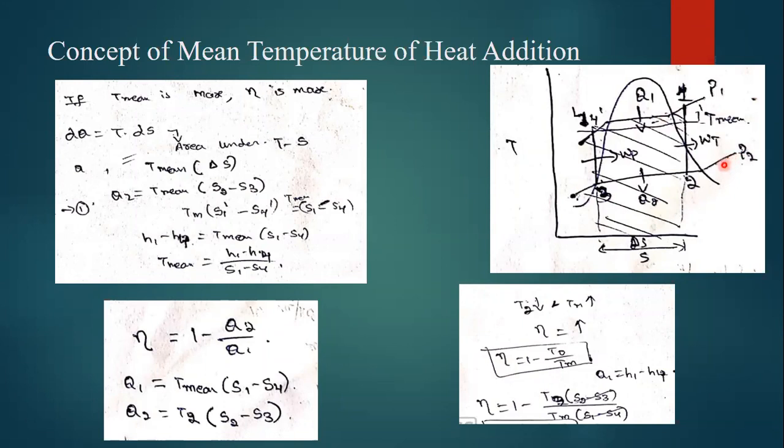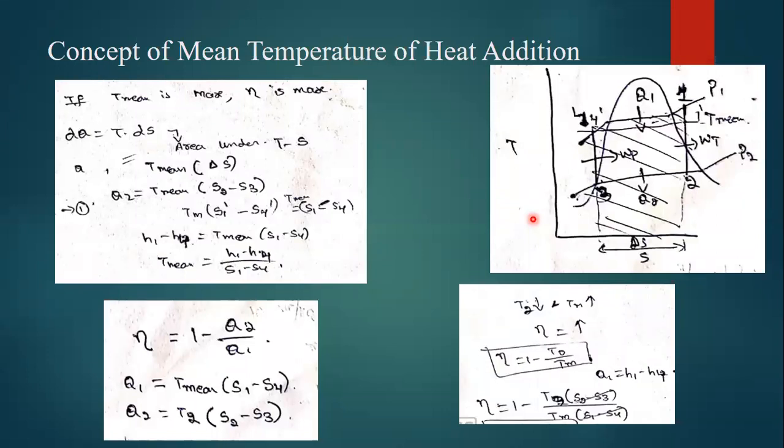So here the concept of mean temperature of heat addition means whatever heat is going to be added. Here, mean is nothing but average temperature. So here the average temperature is going to be high. That means how can you say that the particular cycle is going to have high efficiency? By knowing its mean temperature.